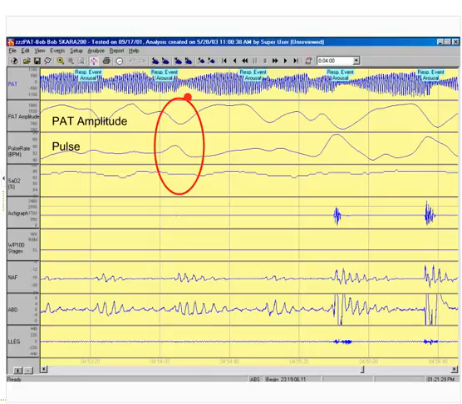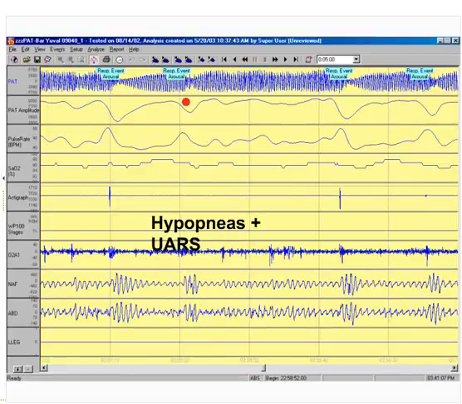Hypopneas and upper airway resistance syndrome also have an effect on the PAT signal, as shown here. You have some hypopneas, nasal airflow, and abdominal belts. You can see that there is PAT signal attenuation as a result of this, shown here, and further along in different places you can see the effects of decreased airflow, like a hypopnea or URS, and how that affects the PAT signal.